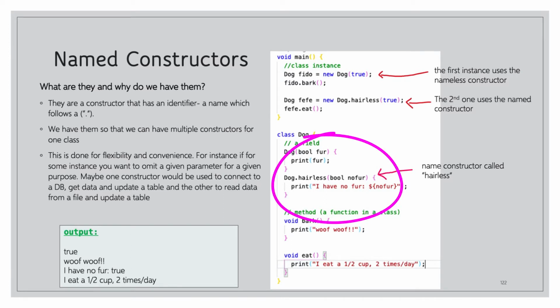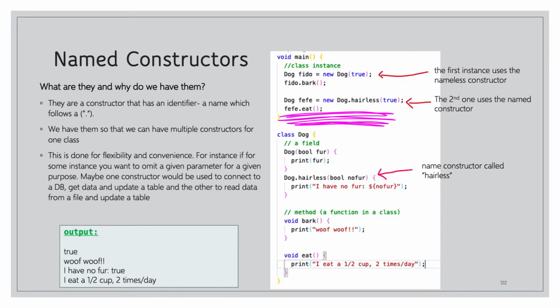So here we have dog.hairless and one parameter of type bool called noFur that prints out I have no fur. Using string interpolation, it makes use of that parameter. This statement here is a named constructor. So we have 2 instances. We have the Fido instance that uses the nameless constructor, and then we have a second instance that makes use of our named constructor, dog.hairless.